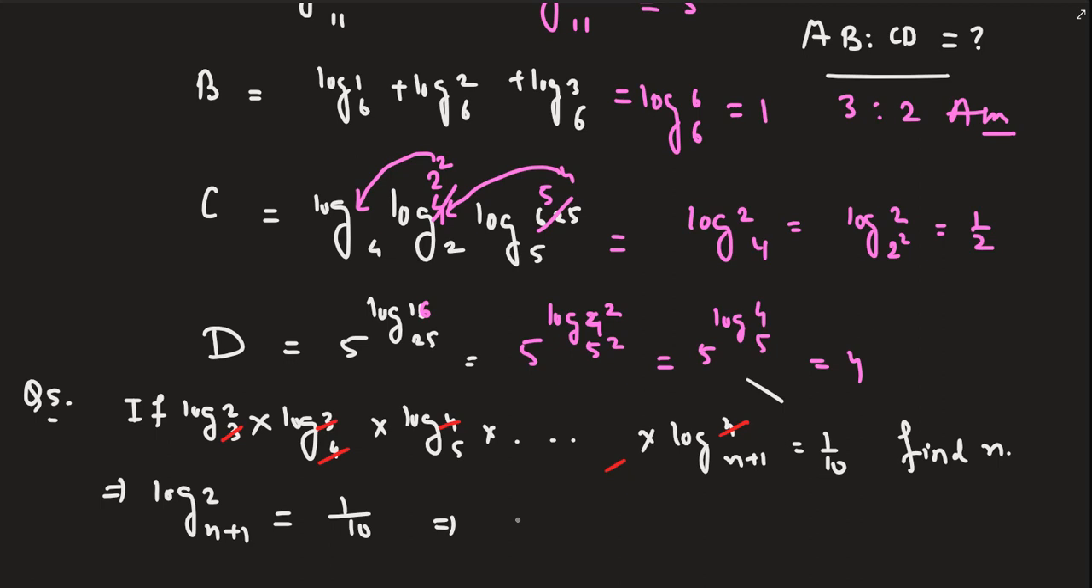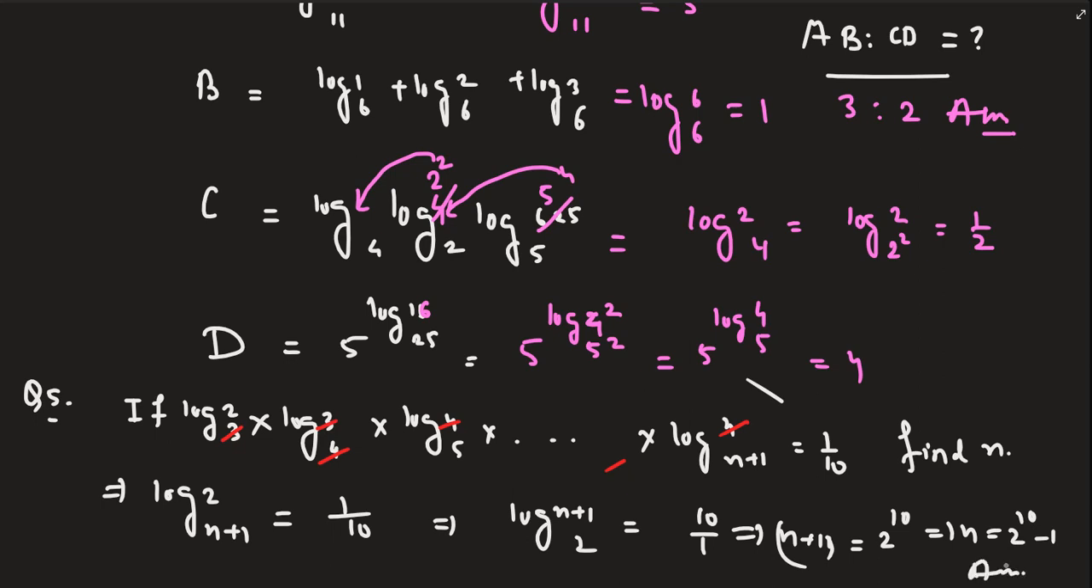Use the property of logarithm, interchange this value: n plus 1 by 2 is equal to 10 by 1. So from here we get n plus 1 is nothing but 2 to the power 10. So n is equal to 2 to the power 10 minus 1. This will be the answer, or 1023.